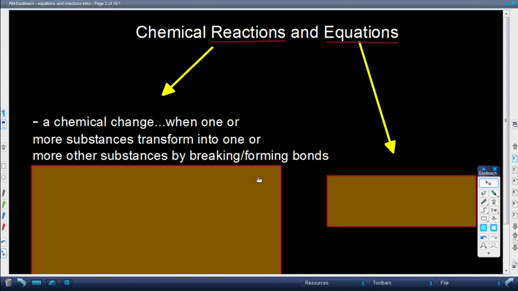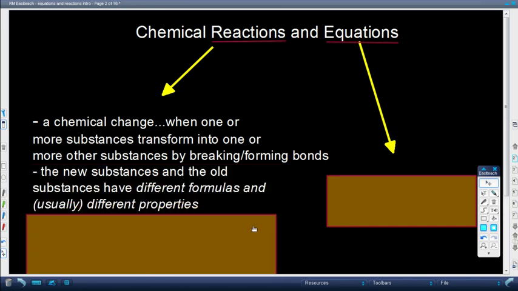Well, that's not entirely true. Both ice and water are actually the same substance, they're just in different phases. One's a solid and one's a liquid. Furthermore, when ice melts into liquid water, there's no forming or breaking of any chemical bonds. The formula for water is the same whether it is a solid or a liquid. So that is not a chemical reaction. A chemical reaction involves breaking and forming of chemical bonds.